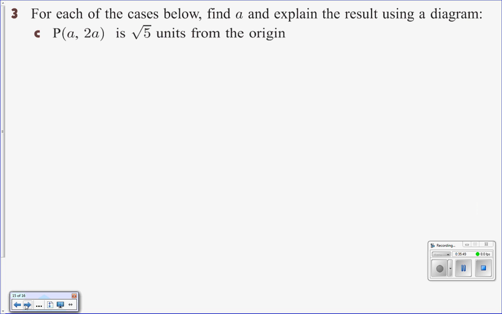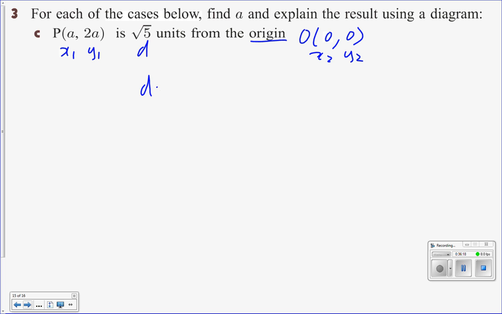Next one, for each of the cases below, find A, explain the results. So here we've got P is units from the origin. So that first of all, in here, an origin is 0, 0. So we can put that in there now. So now we're going to do x1, y1, that's going to be D, x2, y2. So just need to remember what the word origin means. That's the point 0, 0.